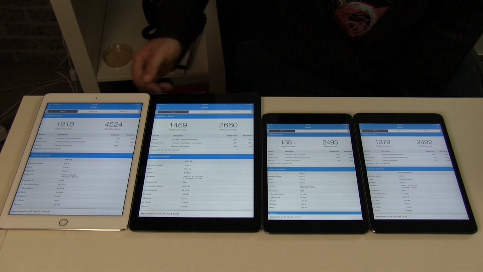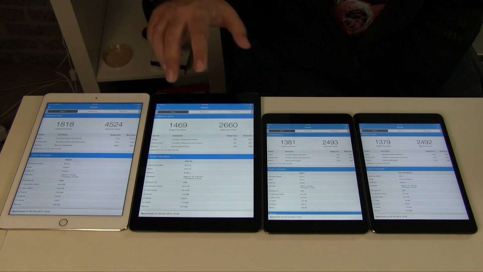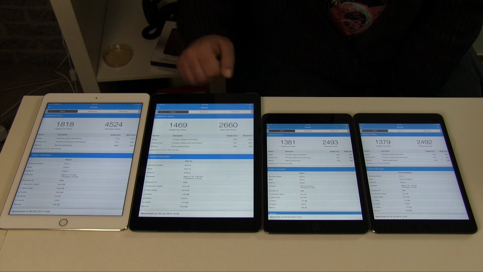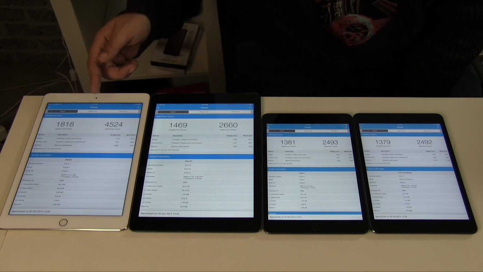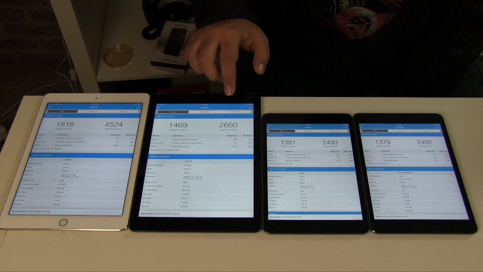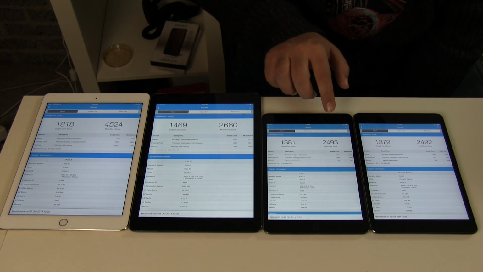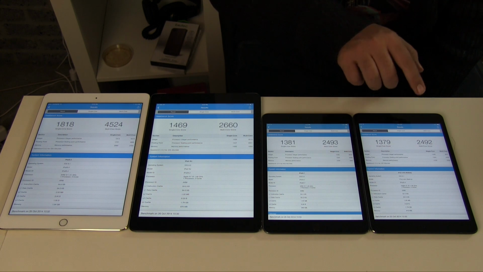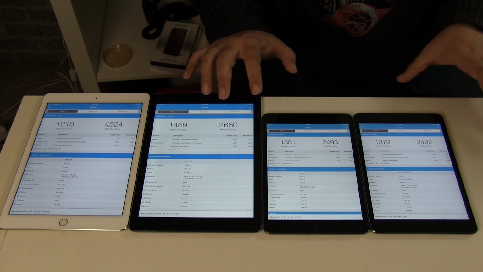So here we see the results. We have the Apple A8X here, we have the Apple A7 on all three of these. For single core, we have 1818 and 4524. Here we have 1469, 2660, 1381, 2493, 1379, 2492. So these are all roughly in the same ballpark.